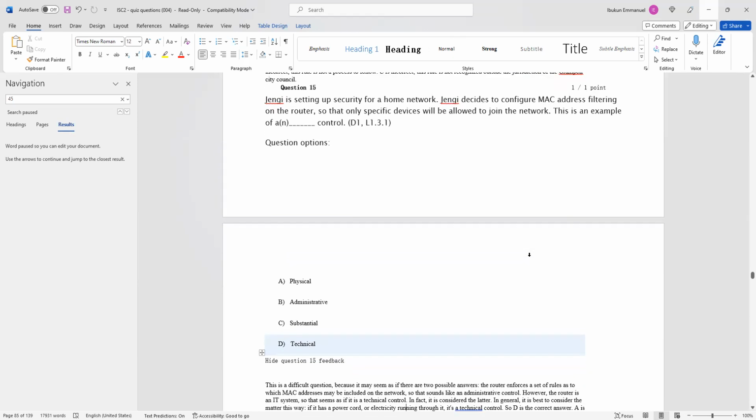What sort of control is this? It's actually a technical control, but I wanted to ask another question. Thanks to everyone who's answered technical straight away. But I wanted to ask the question, do we remember what a MAC address is?